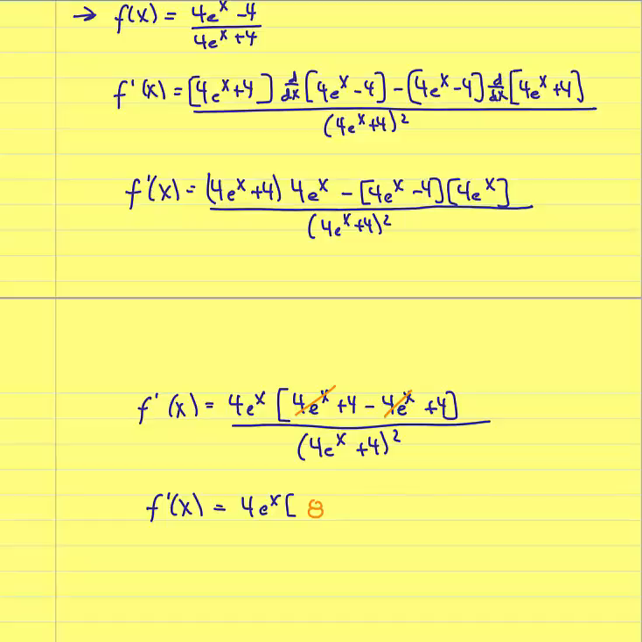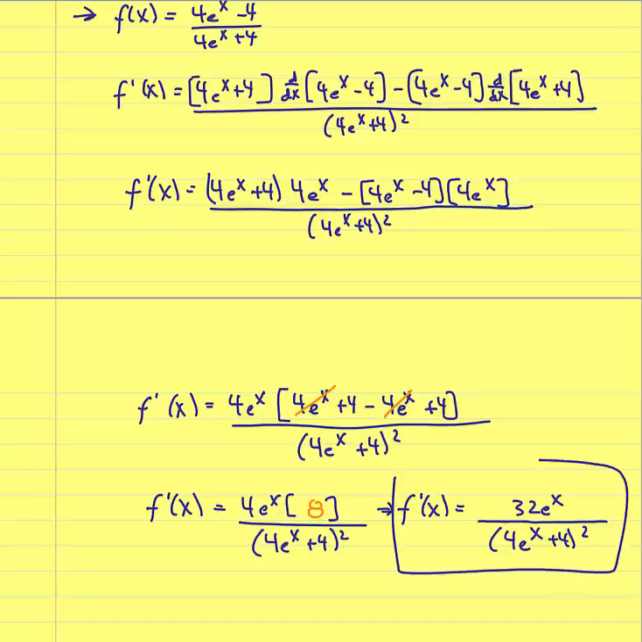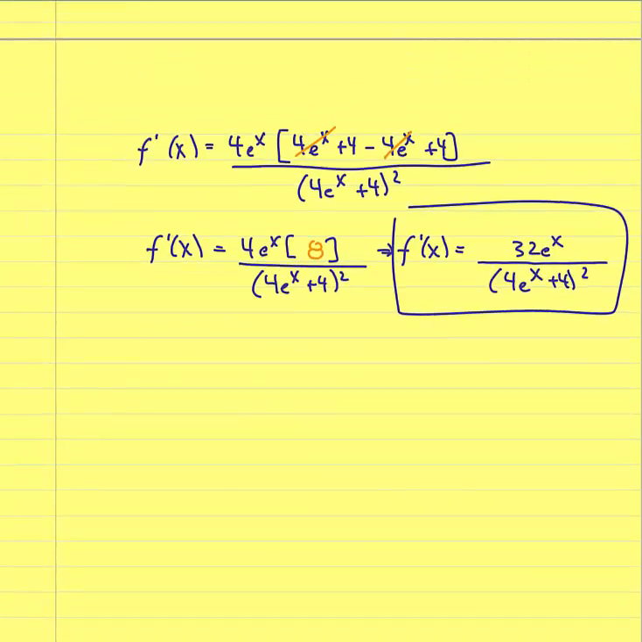And of course I'm going to be able to simplify this a bit. This is all over 4e to the x plus 4 quantity squared. 8 times 4 is 32e to the x all over 4e to the x plus 4 quantity squared. Now remember, this is our definition, the slope of the tangent line at any point along the curve. So if I was given an ordered pair, I would be able to find the equation of the tangent line. So the derivative of e to the x is e to the x.